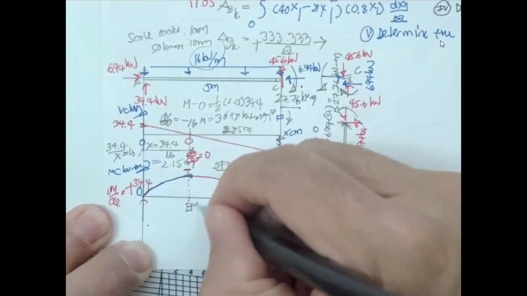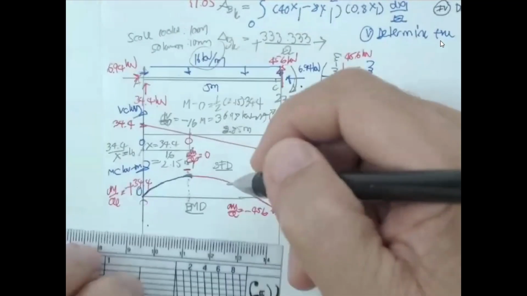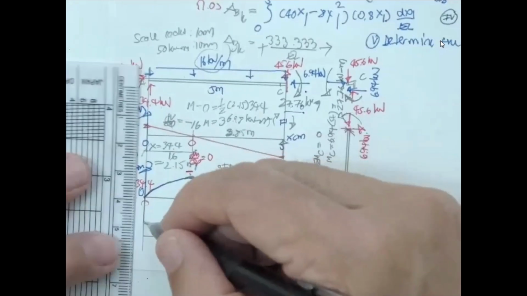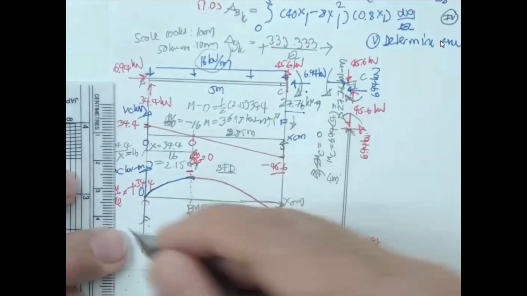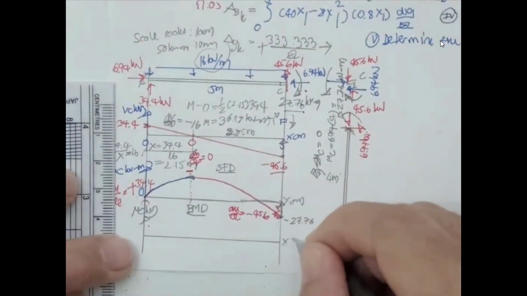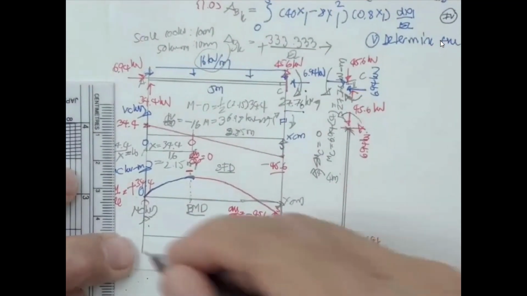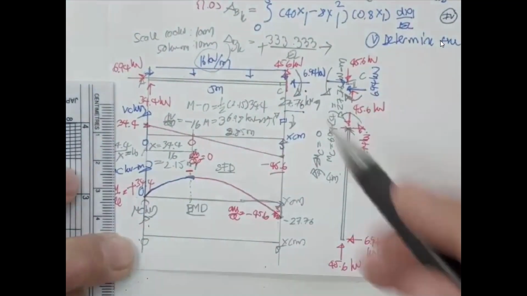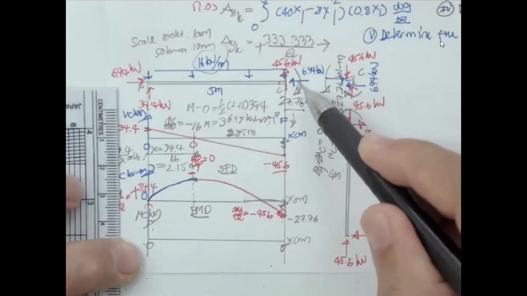This is BMD. For the normal force diagram, let me put it to be N in kilonewton. This is x meter, 0, sorry, 5, 0. This is what? Compression, right?